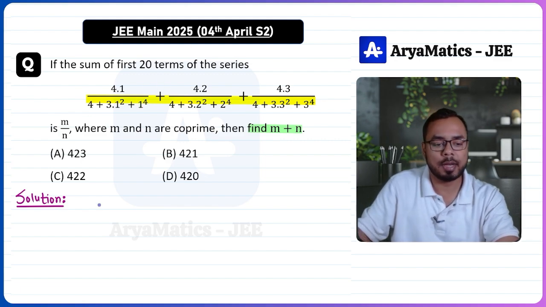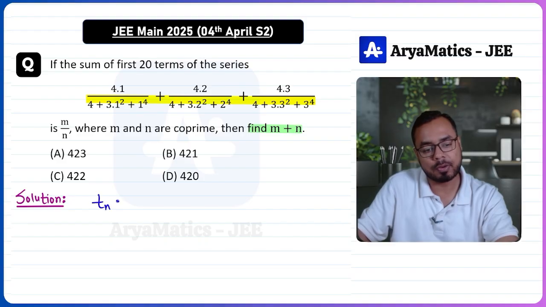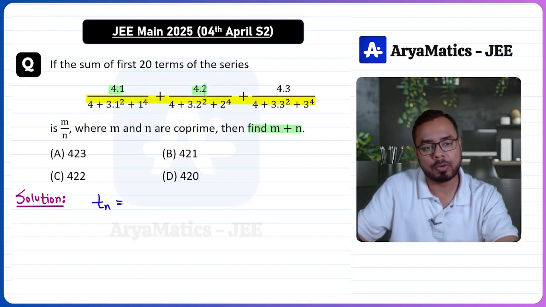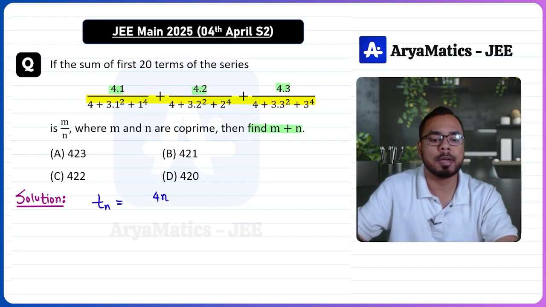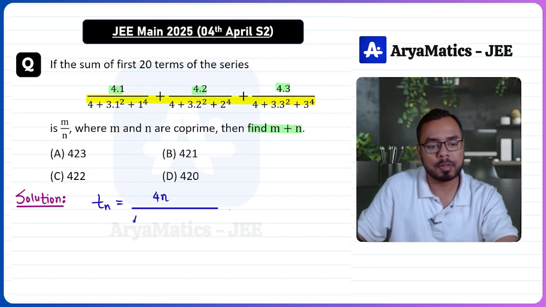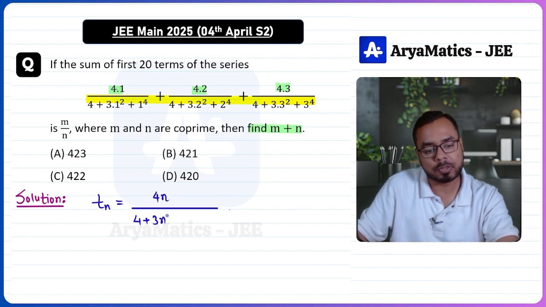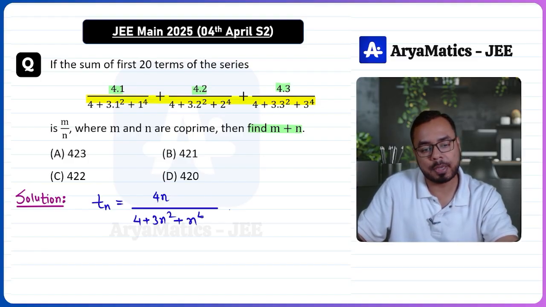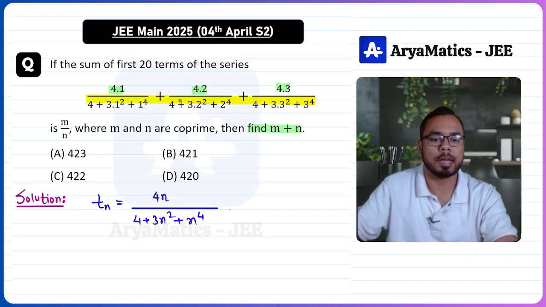So first let us write the general term Tn, and then we'll see how to write that as Vn minus Vn minus 1. In the numerator you can see that we have 4 into 1, 4 into 2, 4 into 3. So the nth term will be 4 into n. In the denominator, the first term is always 4. Then next is 3 into 1 square, 3 into 2 square, 3 into 3 square, so it will be 3 into n square. And 1 raised to 4, 2 raised to 4, 3 raised to 4, so this will be n raised to 4. So this is Tn.